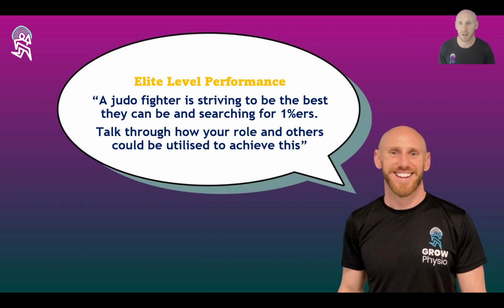The next scenario is this. So imagine you've got a judo fighter who's striving to be the best they can be. So this is someone trying to compete at the Olympics. They're competing with lots of different people in their weight category, and they're searching for any of those little marginal gains that can make them 1% better. Obviously, ideally, they'll keep adding all these 1% together, and then they'll be in a better place. So can you talk through how your role and others could be utilized to achieve this?